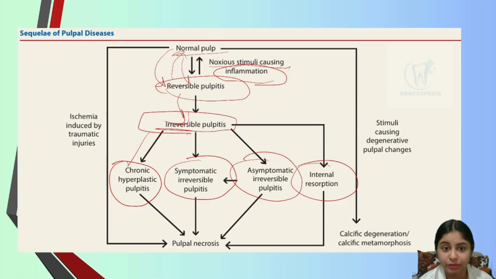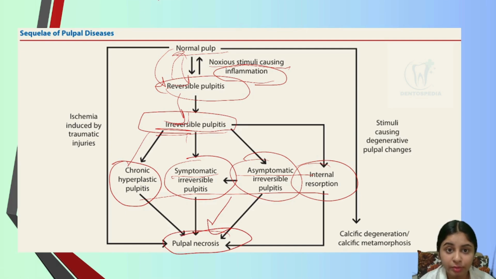It cannot go back to the normal pulp, and this irreversible pulpitis may be symptomatic or asymptomatic. Depending on the stage, it might go to internal resorption or chronic hyperplastic pulpitis. But all of these may further progress to pulp necrosis. A normal pulp can also go directly to pulp necrosis in any case of traumatic injury.